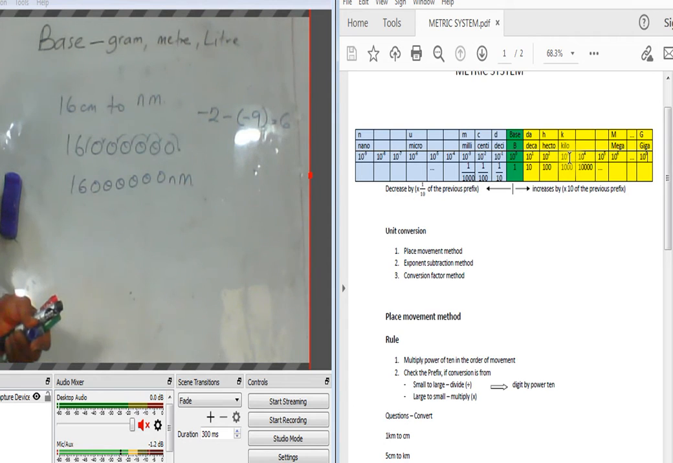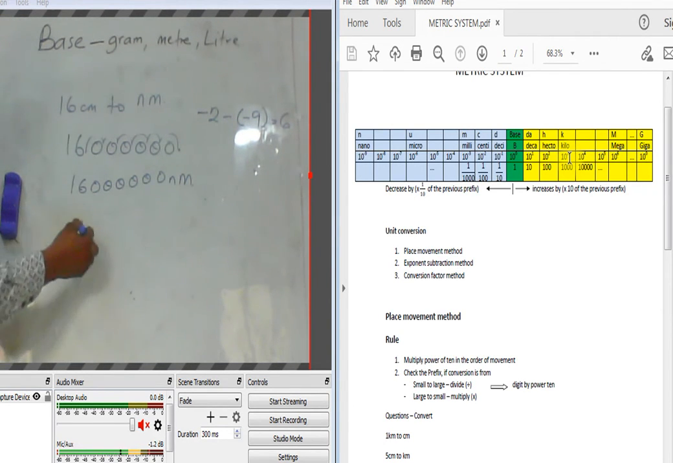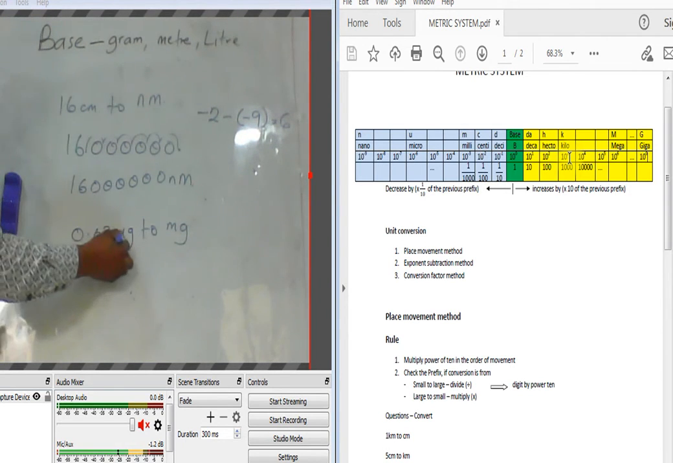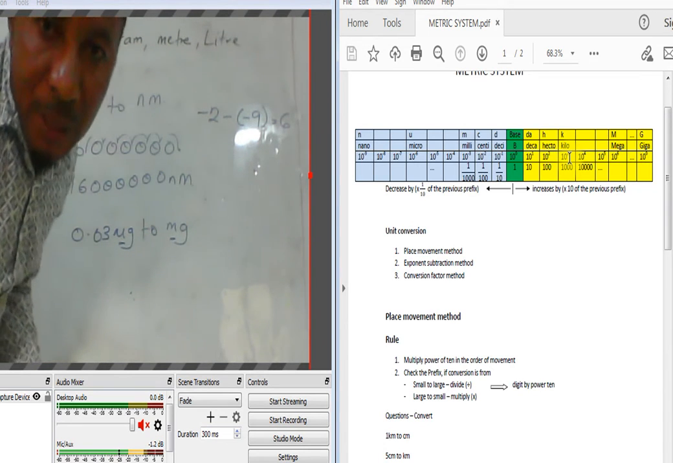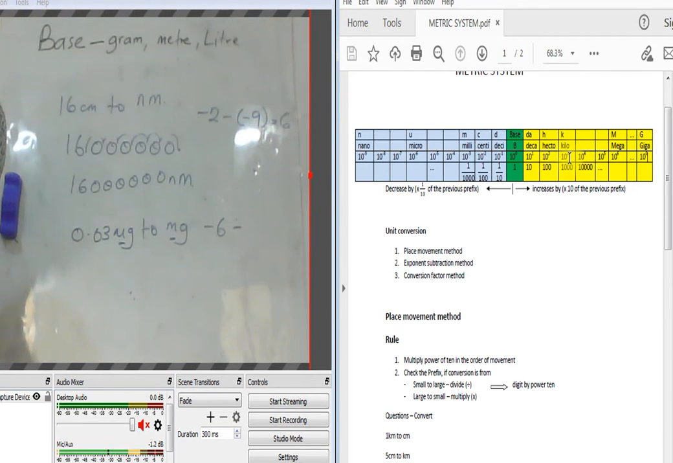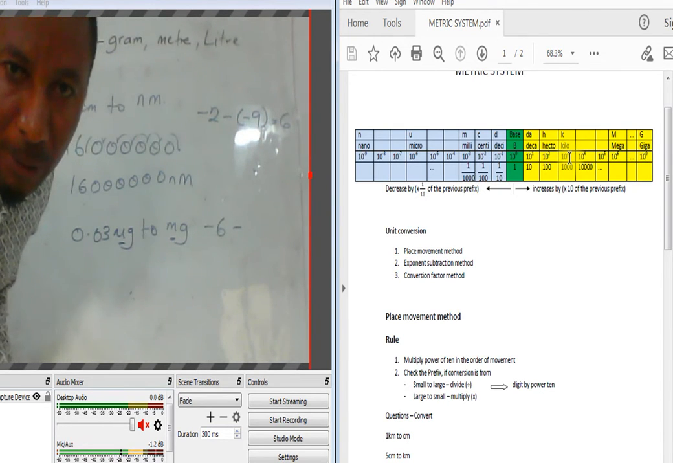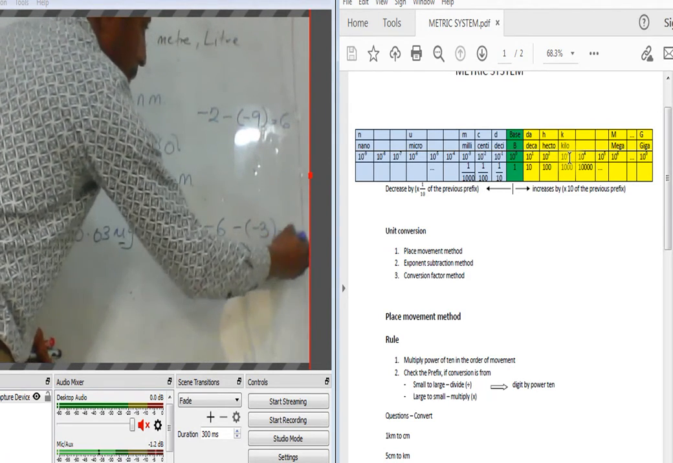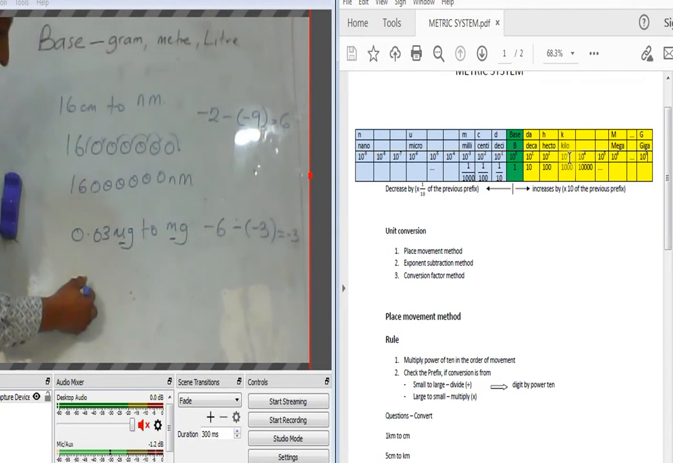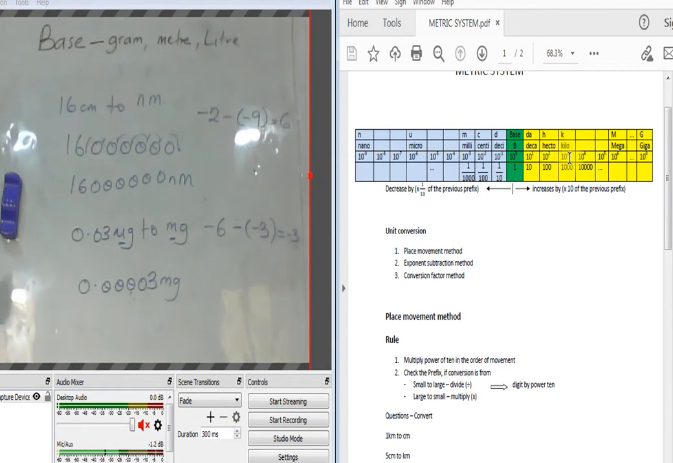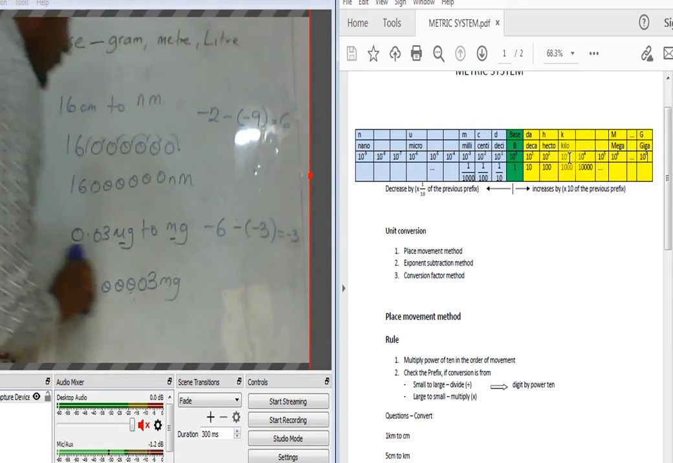Now let's take one question from this and then we'll move to any other one. Let's try to convert this 0.03 microgram to milligram. Okay, let's look at the prefix and subtract. The prefix at the micro is -6 minus the prefix at the milli, which is -3. So I have -3, right? It means I have to move it backward 3 times. So in the long run, I'm going to have this in milligram. Okay, move it backward for negatives. Backward means negative, means you have to move it backward.